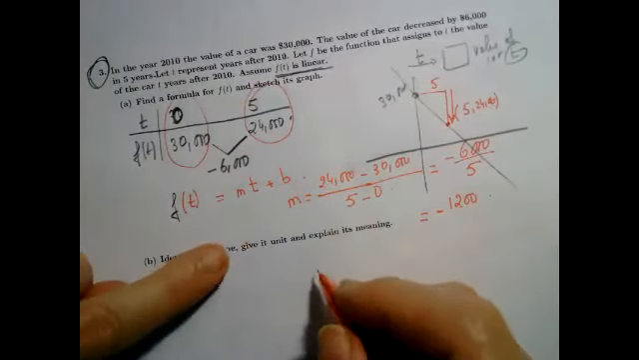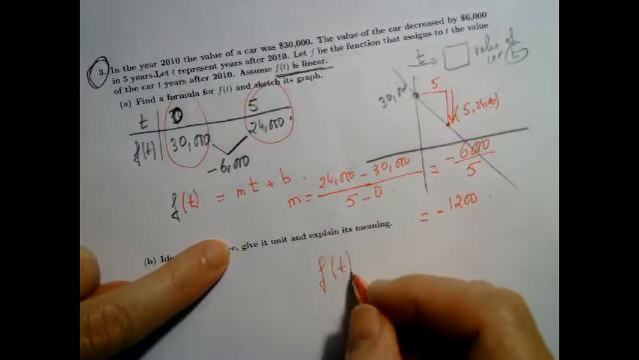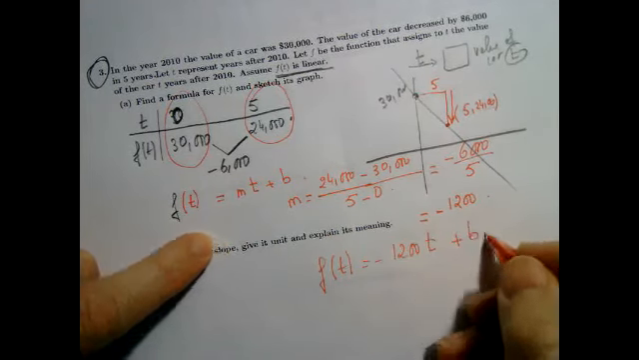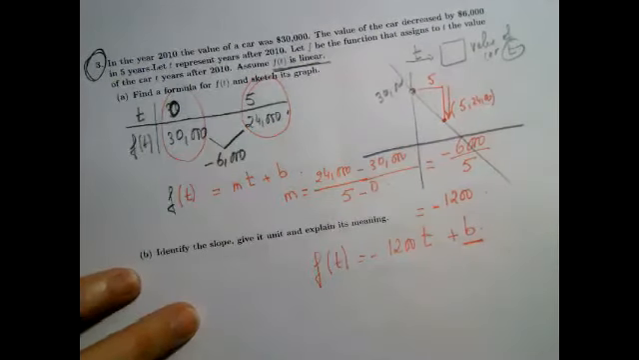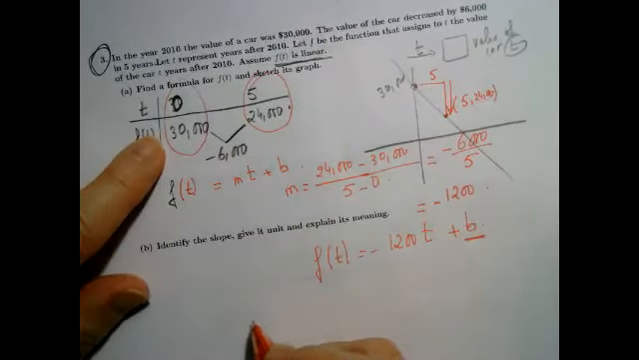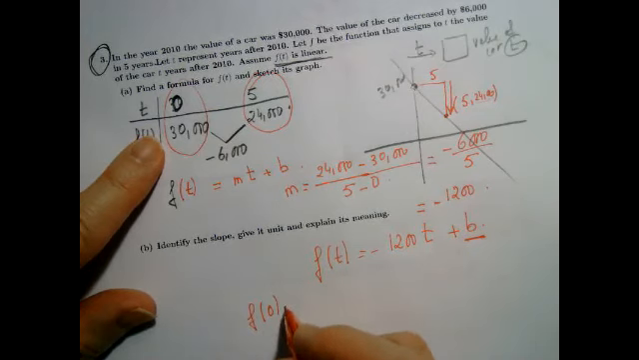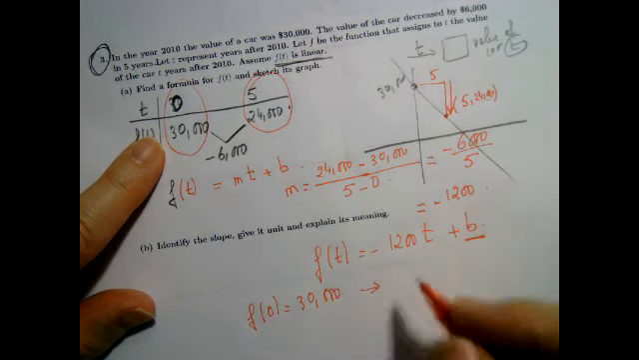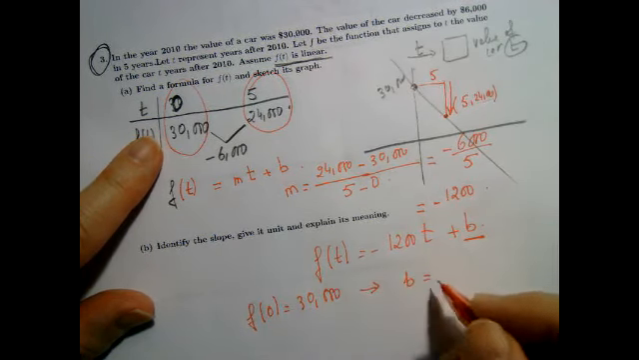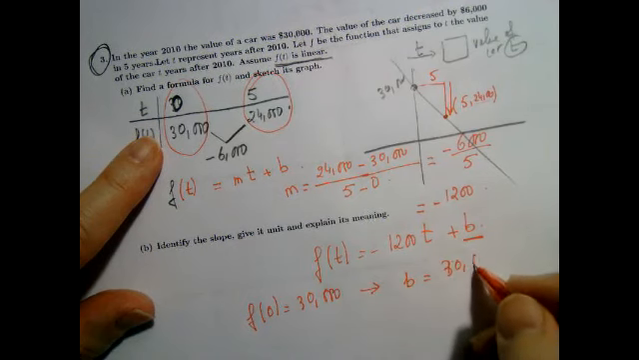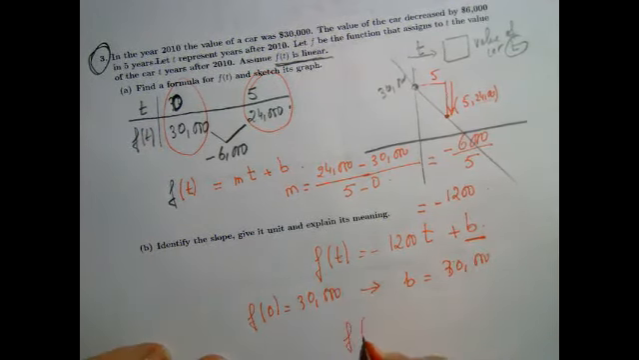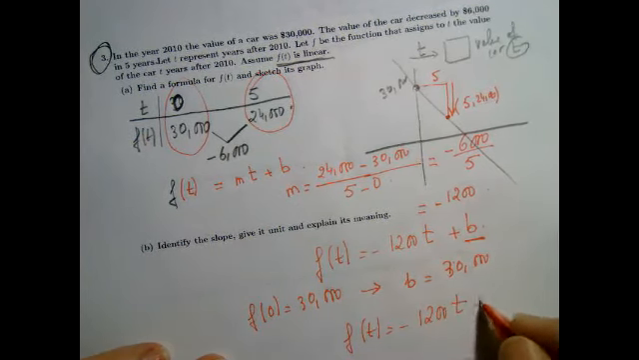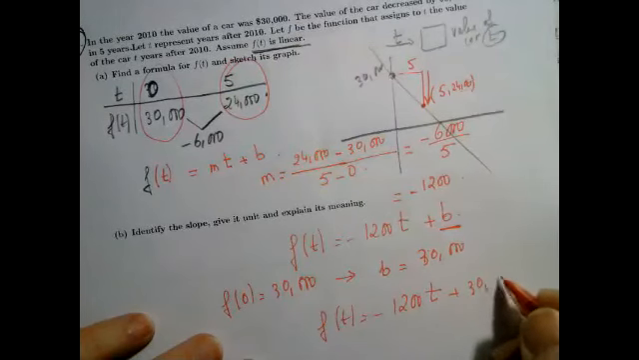So what is my f of t? Now my function has the form minus 1,200 t plus b. Now we need to find the b. But I know that at 0, the value of the car is 30,000. So this gives me that b is 30,000, the intercept. So f of t is minus 1,200 t plus 30,000.